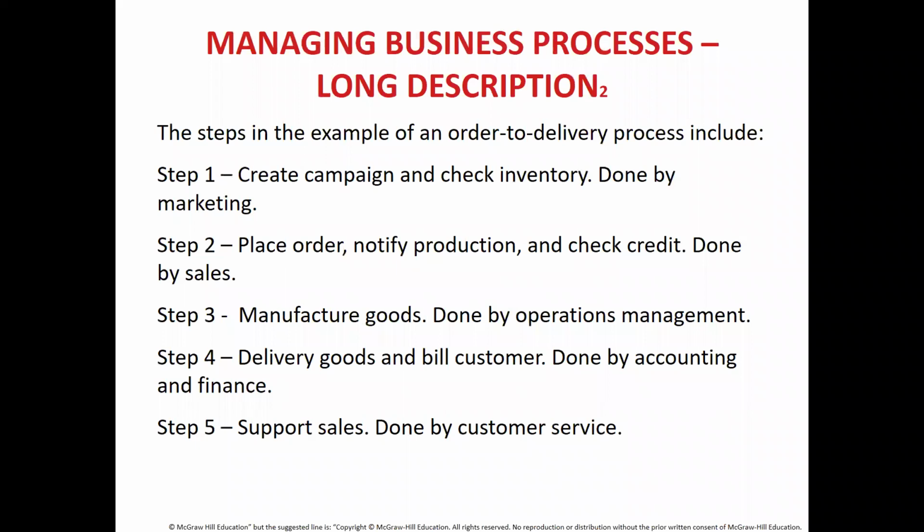Okay, so the next slide basically explains what we have just talked about. The steps in the example of an order to delivery process include step one, create campaign and check inventory, done by marketing. Step two, place order, notify production, check credit, done by sales. Step three, manufacture goods, done by operations management. Step four, delivery, deliver goods and bill customer, done by accounting and finance. And step five is support sales, done by customer service.